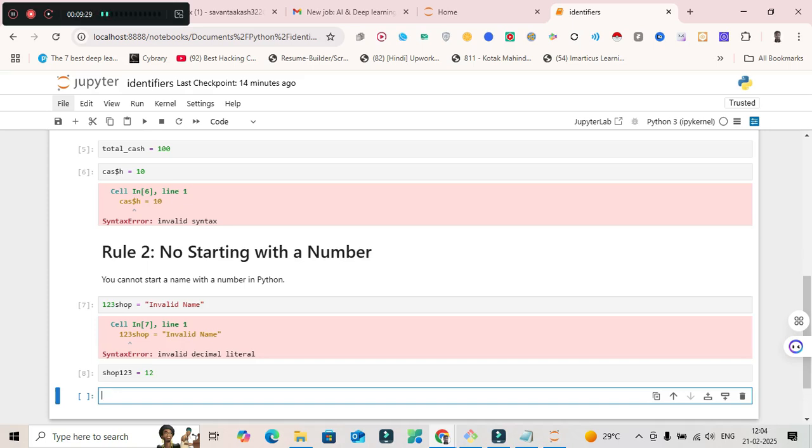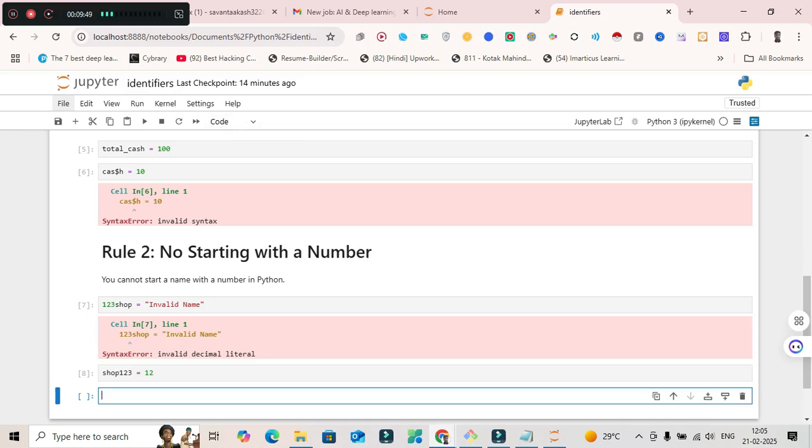So understand one thing, that you cannot start a name with a number in Python. Okay, so an identifier cannot start with a number, but at the end you can have a number. At the start you should not take it. So that is what the thing is all about.